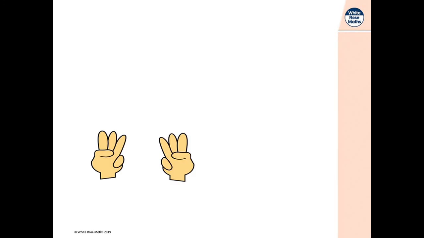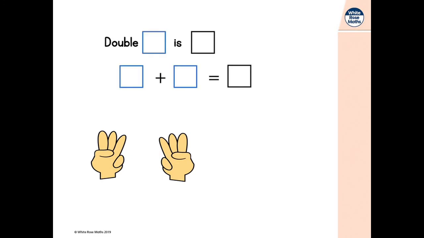Let's try another one. This time, we're going to talk about fingers. Actually, you can try this on your own hands. We have 2 hands, each of them showing 3 fingers. What are we doubling? That's right. We've got 3 fingers on each.